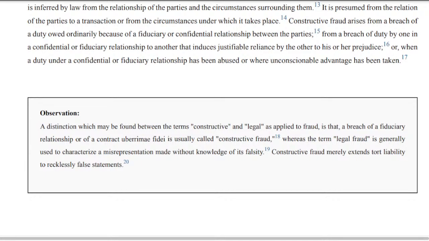Uberrimae fidei. A contract uberrimae fidei, a breach of fiduciary relationship, is usually called constructive fraud, whereas the term legal fraud is generally used to characterize a misrepresentation made without knowledge of its falsity. Constructive fraud merely extends tort liability to recklessly false statements. Nice. So, constructive fraud.